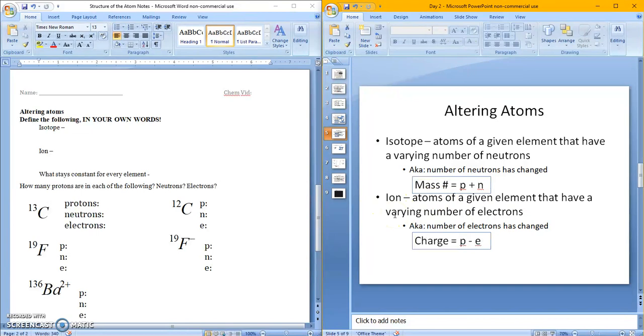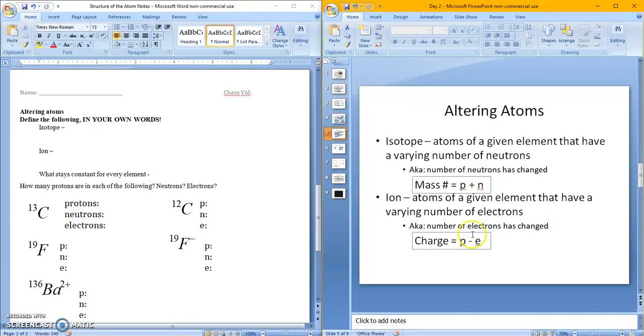So an ion deals with the other part of the atom that can change. It's an atom of a given element that has a varying number of electrons. So this time you're looking at one single element. We're going to use hydrogen again. Hydrogen has one proton and one electron in its neutral state. If hydrogen loses an electron, it's going to lose that negative particle, and it's going to become positive. We call it a positive charge. It's still hydrogen. It's just either lost or gained electrons from a neutral state.